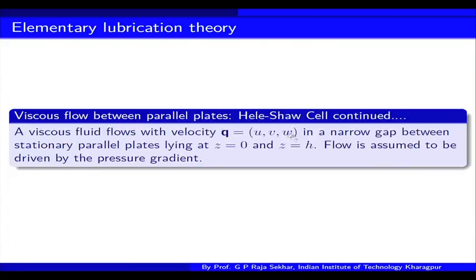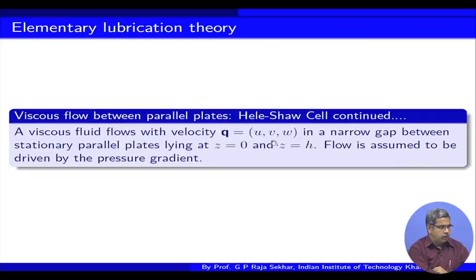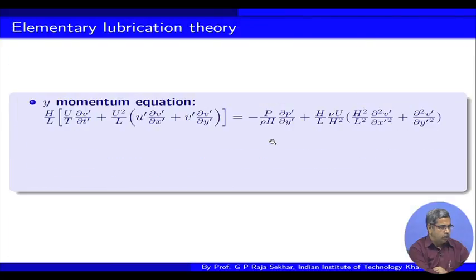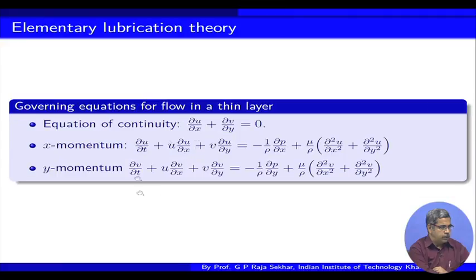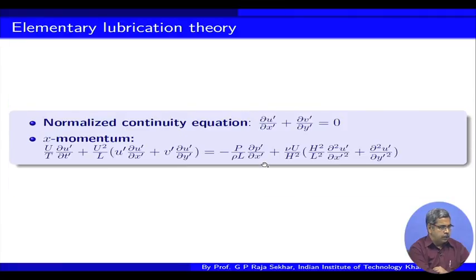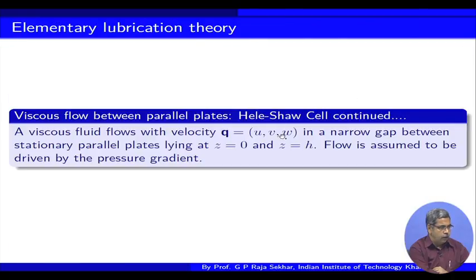So, viscous fluid flow with this velocity in a narrow gap, and the plates are located at z equal to 0 and h, and the flow is assumed to be driven by a pressure gradient. Then if we go for the corresponding lubrication approximation, in the earlier case we considered only x and y momentum equations, 2 dimensions. But in this application we have u, v, w. So, correspondingly if you go for lubrication approximation, what happens?